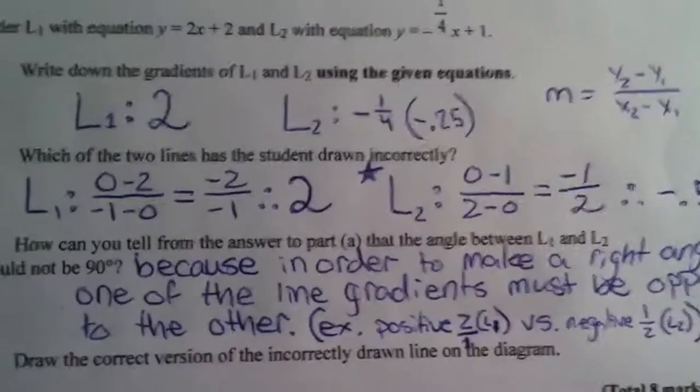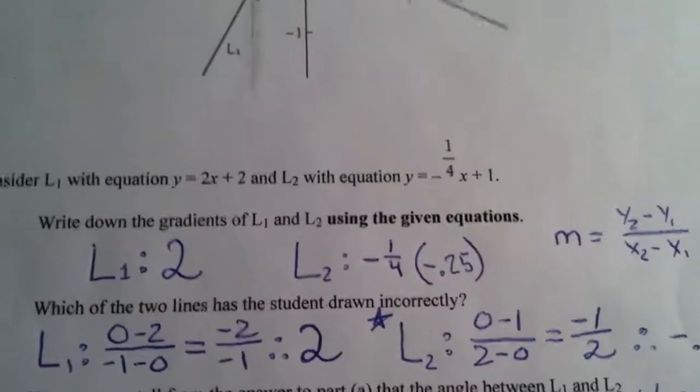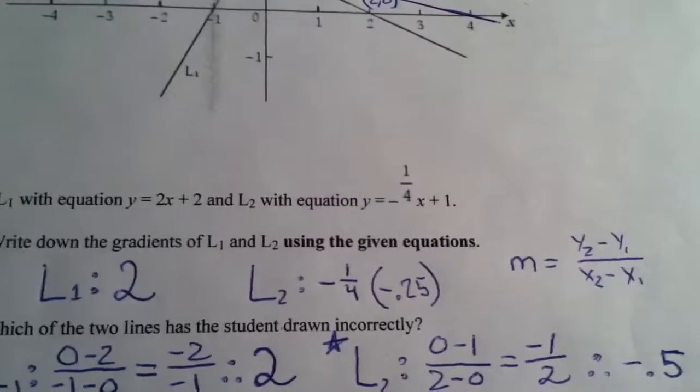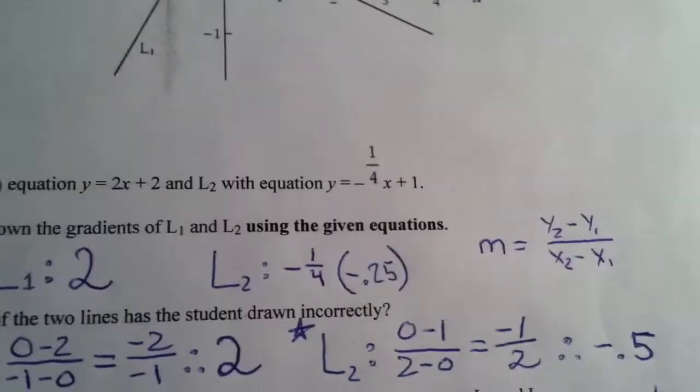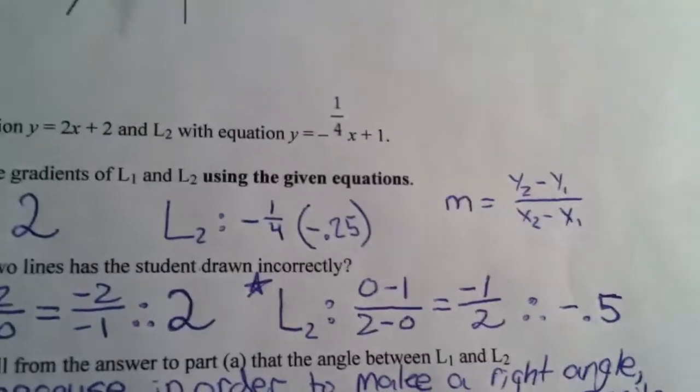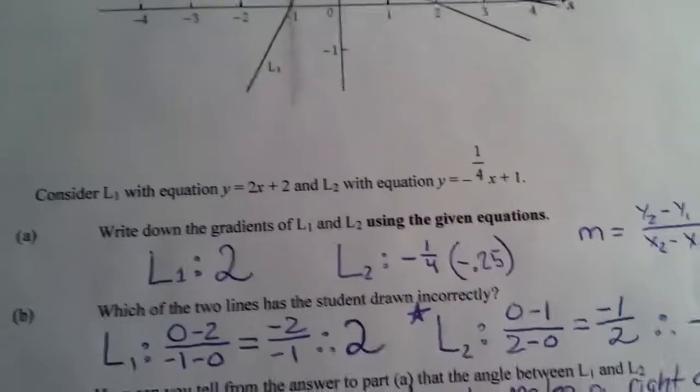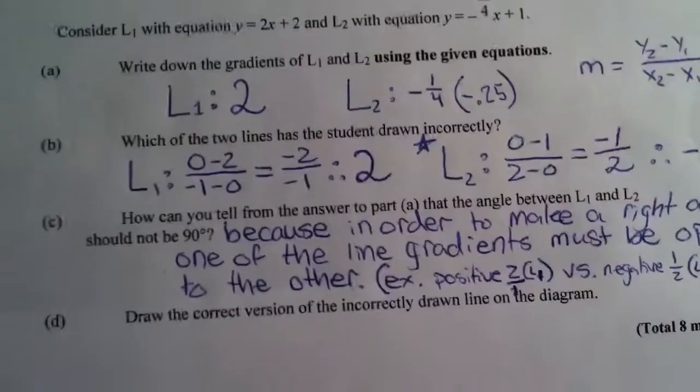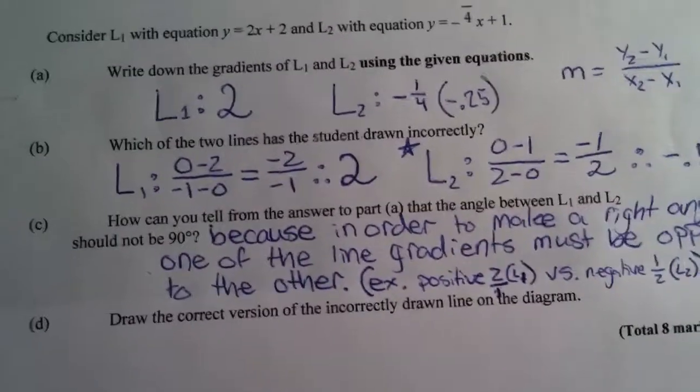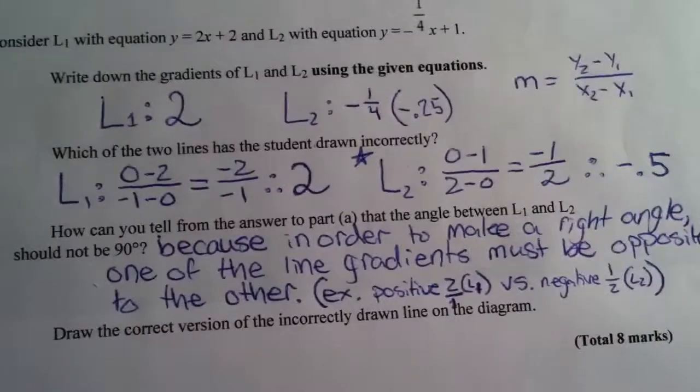And going on to L2, if we calculate the difference in y over the difference in x, you get negative 1 over 2, which is negative 0.5, which is wrong. So the answer to B is L2.